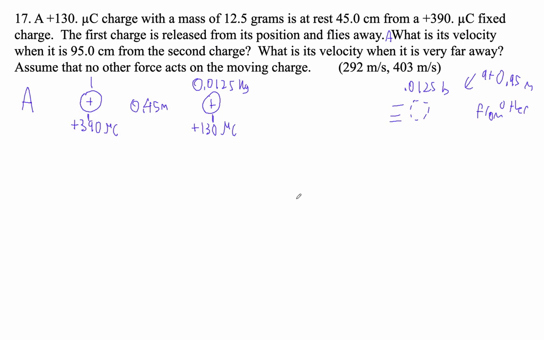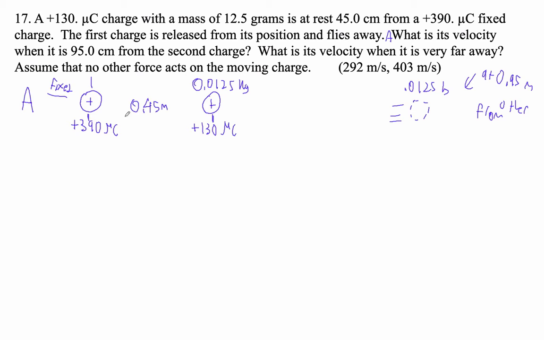Okay. So in the first situation, we got this guy and this guy. This guy is not going to move. This one is fixed. It's going to stay put. We're going to hold that still, but this guy can move. And it starts off 45 centimeters away, and if we let it go, it's going to pick up speed. Now, it does have inertia. It's got a mass of 0.0125 kilograms. And by the time it is 95 centimeters or 0.95 meters from it, we want to know how fast it's going.